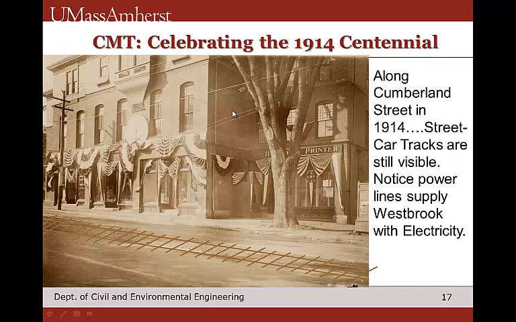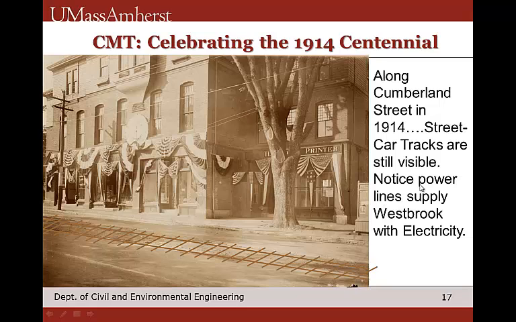This is Cumberland Street here, and this is Westbrook celebrating the 1914 centennial. So this is in 1914, and you can see here that this is before, again, the streets were paved, and I added in this little train track here. This is for streetcars. It was very difficult to actually see the streetcar track, so that's why I drew it in here, just to give viewers the understanding that this was a multimodal network before the automobile came about.